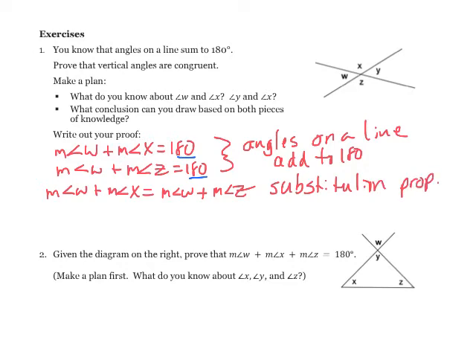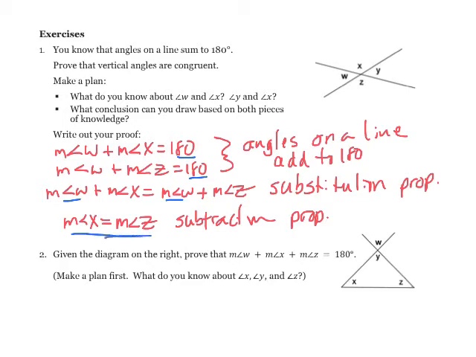And then by subtraction, if I subtract away the measure of angle W, I get the measure of angle X is equal to the measure of angle Z. And that's subtraction. Okay, and that proves that vertical angles are congruent because we proved the general case. We don't use numbers. We end up with an expression just with variables.